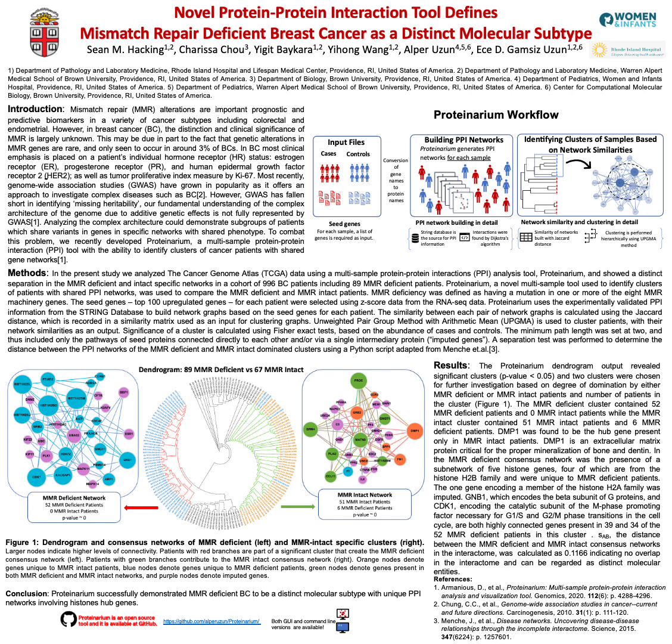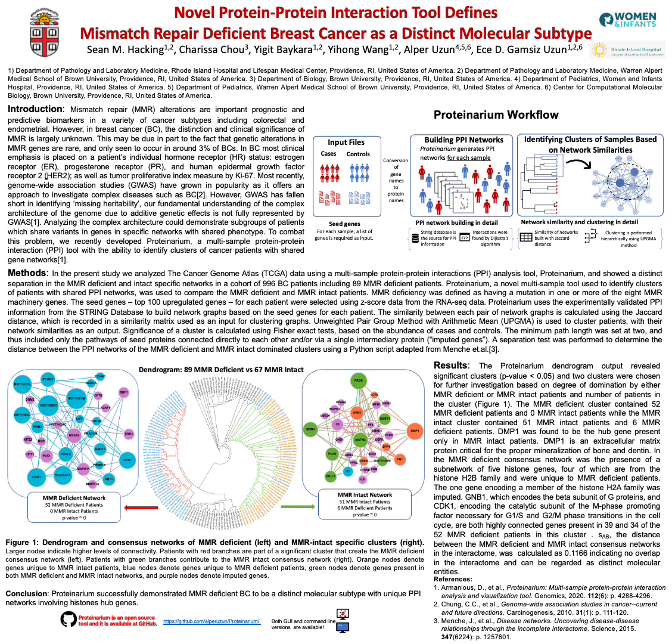In the present study, we analyzed the Cancer Genome Atlas TCGA data using a multi-sample protein-protein interactions analysis tool, Proteinarium, and showed the distinct separation in the MMR deficient and intact specific networks in a cohort of 996 breast cancer patients, including 89 MMR deficient patients. Proteinarium, a novel multi-sample tool used to identify clusters of patients with shared PPI networks, was used to compare the MMR deficient and MMR intact patients. MMR deficiency was defined as having a mutation in one or more of the 8 MMR machinery genes.